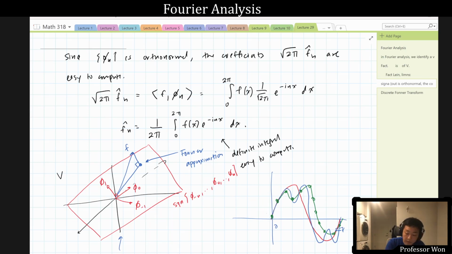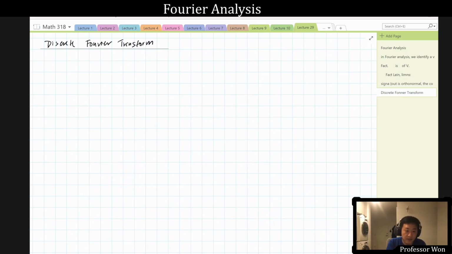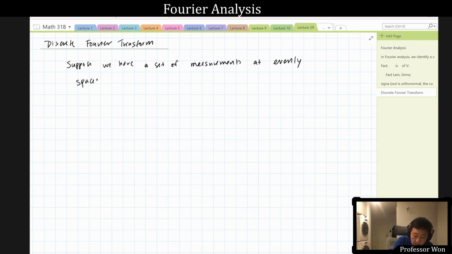Again, I'm just going to talk in broad strokes here. So suppose that we have a set of measurements at some evenly spaced points x0, x1, and I'm going to go up through x capital N. This is slightly different from those, because I want to use little n for something else. So these are, of course, just in R. I guess for me, these are in 0 to 2 pi.